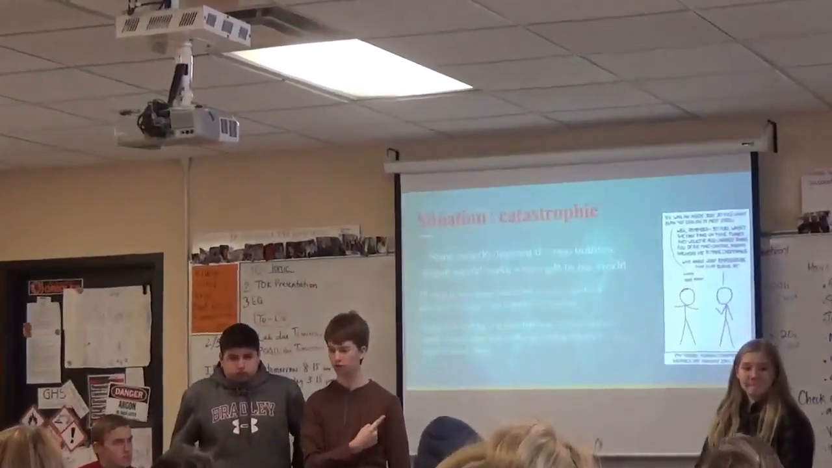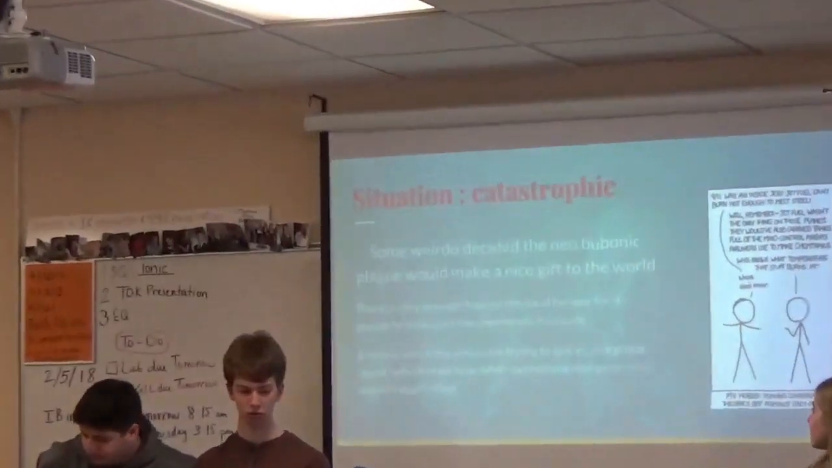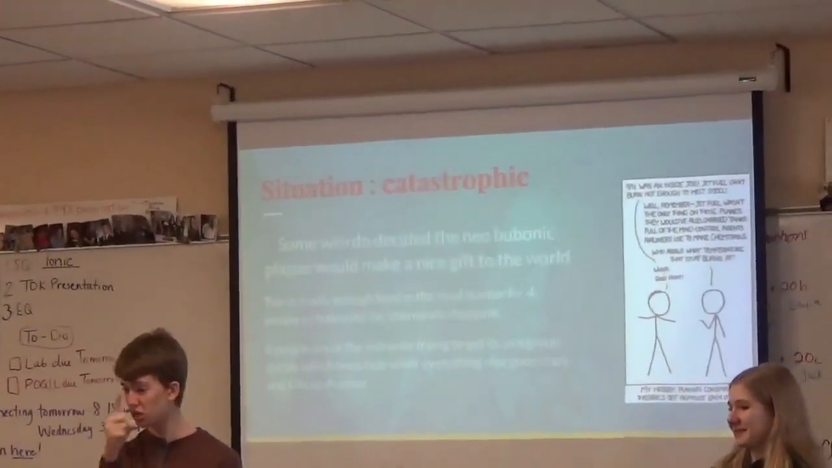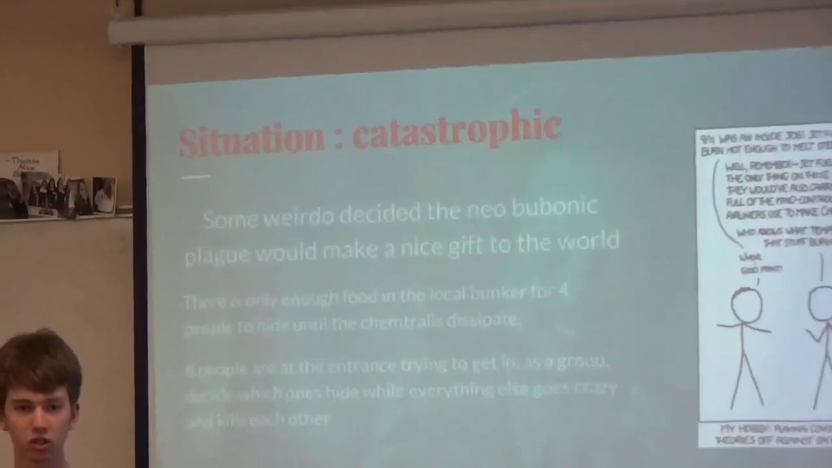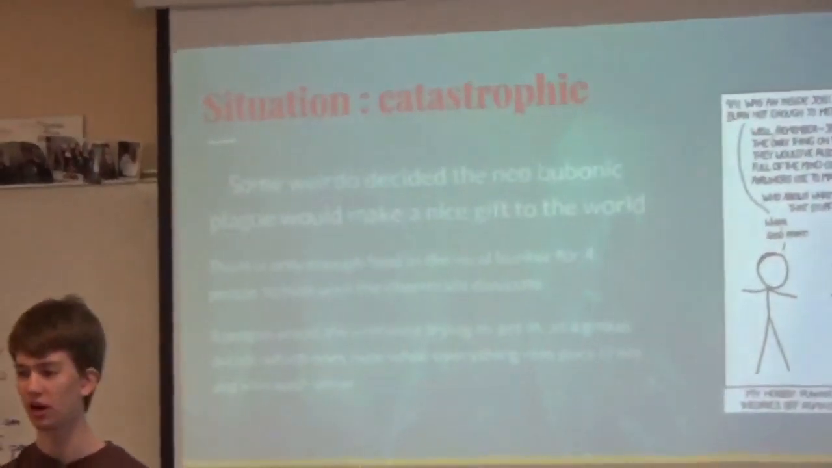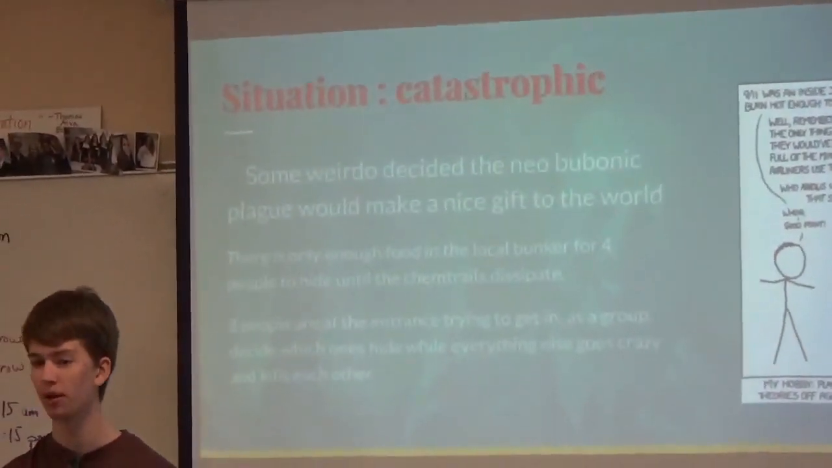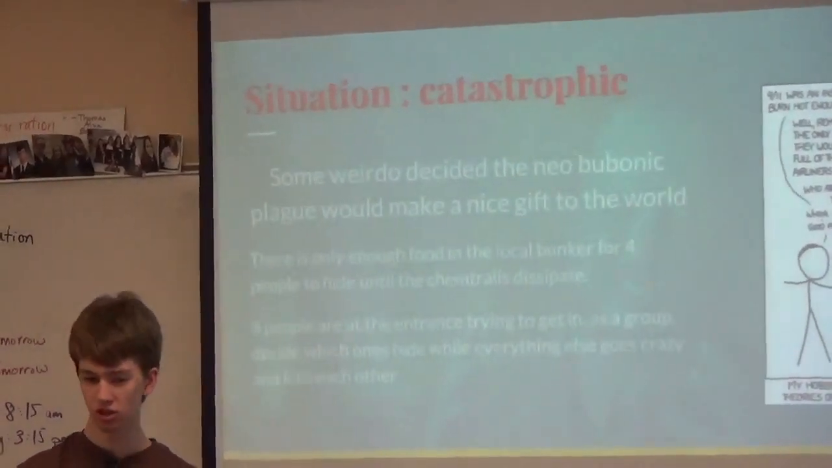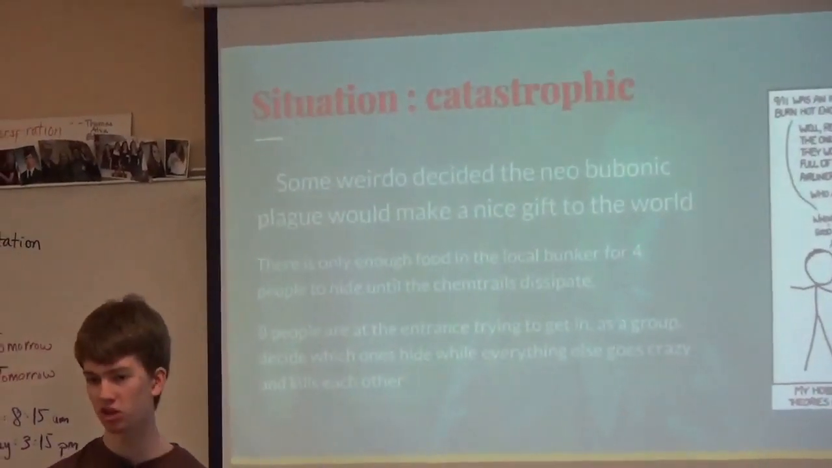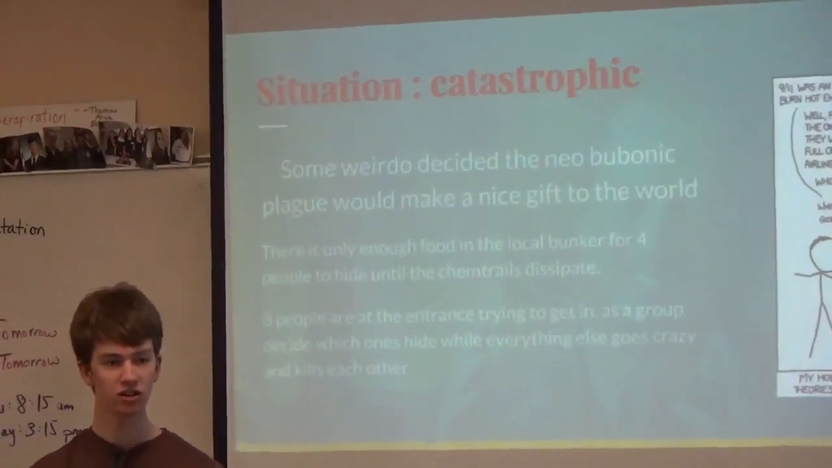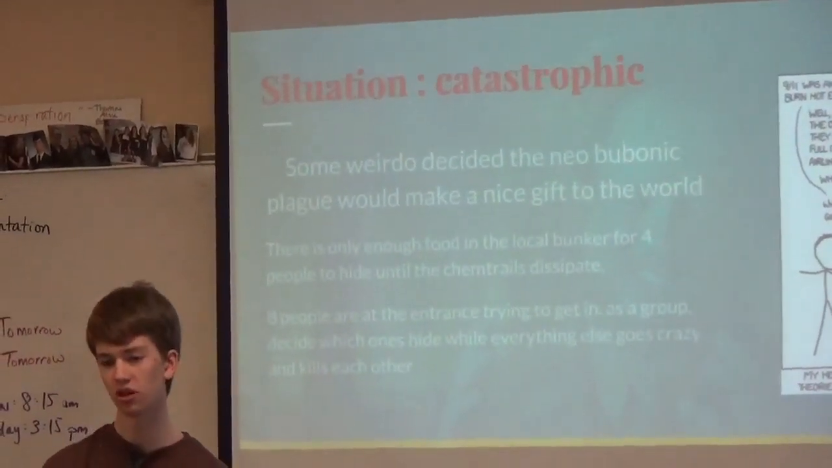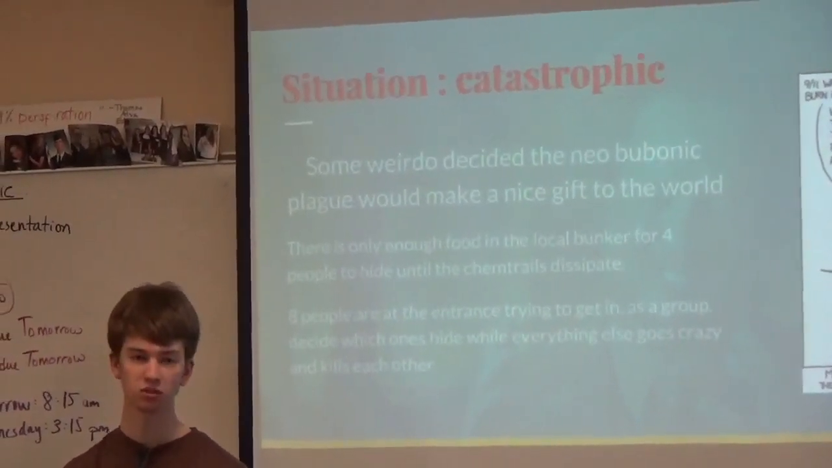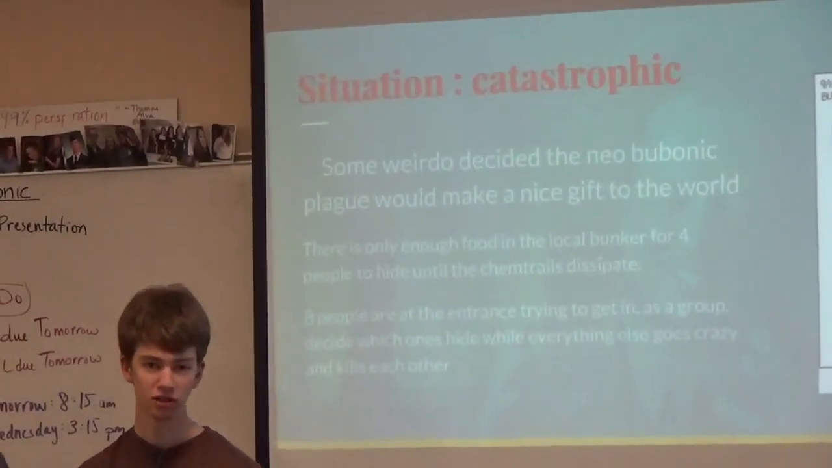Some person decided that spreading this massive new bubonic plague, the neo-bubonic plague, was a great idea. They love it, but now everyone's dying and going crazy. Bad news. It's not so great. So there are 8 people that have shown up at a shelter that you have, and you're trying to decide which people get to go in. There's only enough food in there for 4 days to last out the chemtrails that spread this plague, because the chemtrails are everywhere.